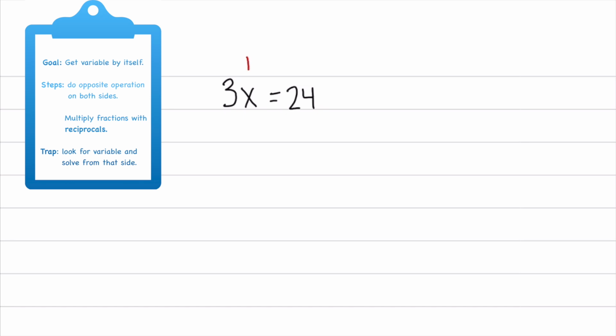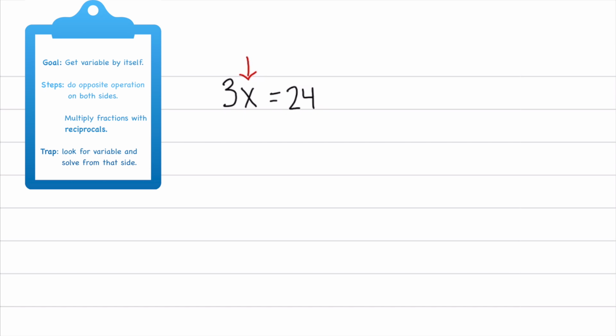In this problem, our variable's on the left side, which means we're gonna solve the problem on the left side. Right now, there is a 3 next to our x. Even though there's no sign, a number next to our x automatically means the 3 is multiplied to the x.